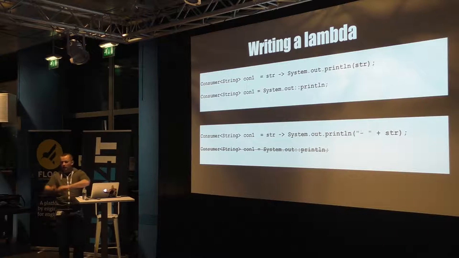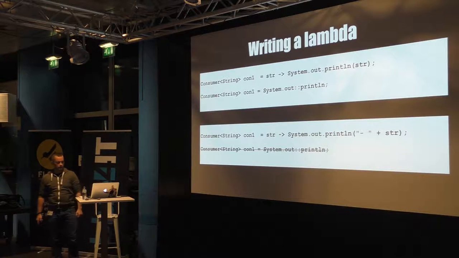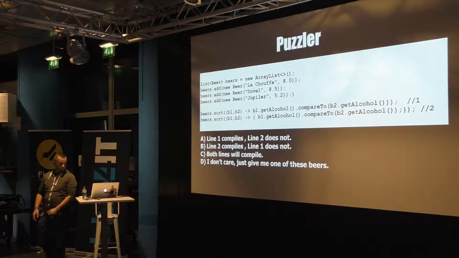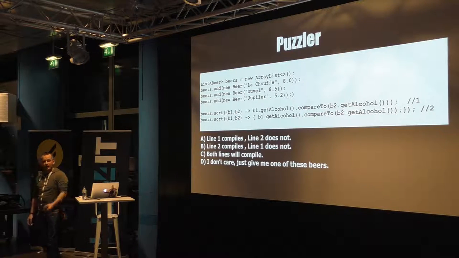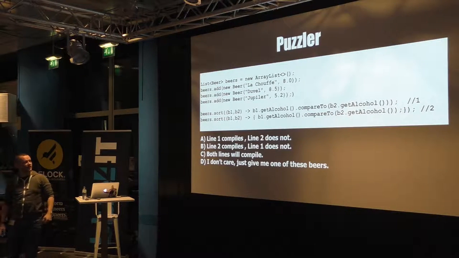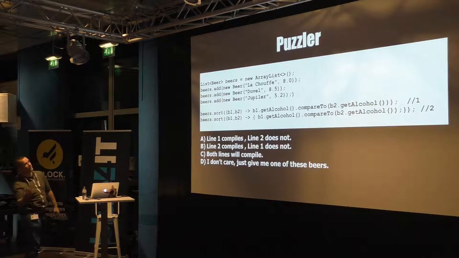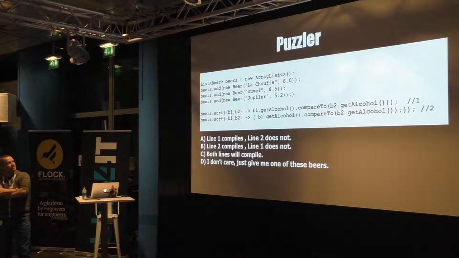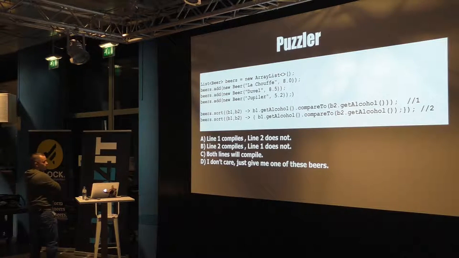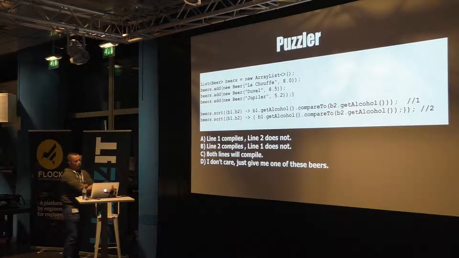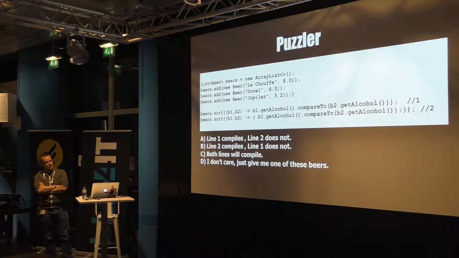All right, you all use lambdas and that kind of stuff, right? You're working with Java 8. So I have a little bit of a puzzle for you guys. I'm a bear lover, so I just do my examples with bears. I have 3 bears on my list, and every bear contains a name and an alpha percentage. And I want to sort this list, and I make a sort function. I did it in line 1 and line 2. Take a close look. Which line is good?